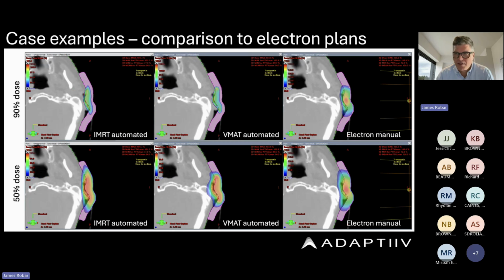Here's another common site, of course, the ear, left ear in this case. And similar behavior. You can see the conformity at the deep aspect, dose uniformity at the surface, compared to electron planning, where yes, we cover, but we also treat normal tissue inadvertently, and we have to kind of live with this hotspot that occurs.